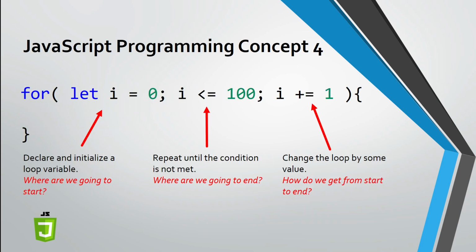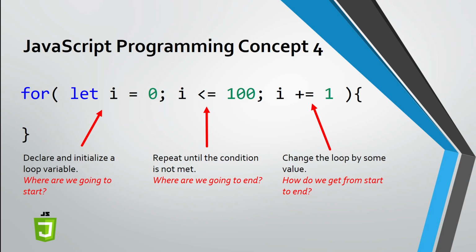Unlike some previous programming concepts, the for loop is a little more complex because it requires three components. The first component is an area where you have to declare and initialize what's called the loop variable. Now this is something that you've done before. It's just a declaration of a variable. You could also think of this section as where we're going to start our loop.